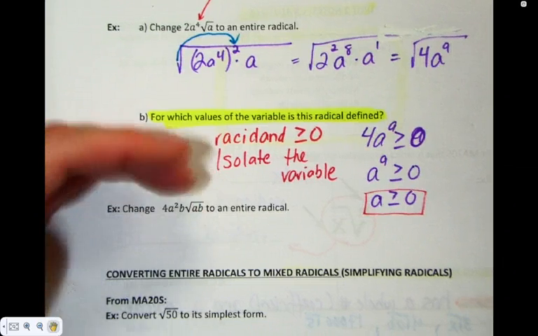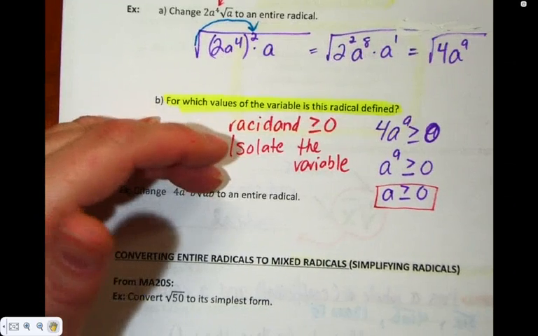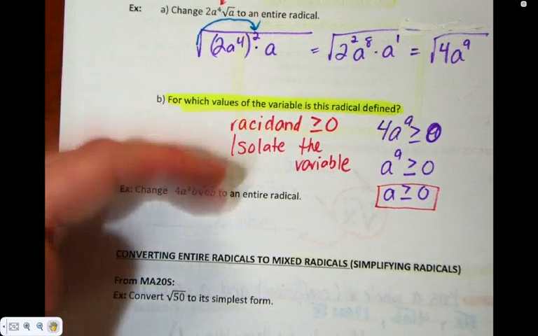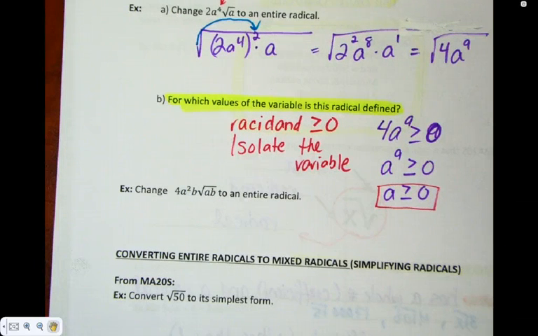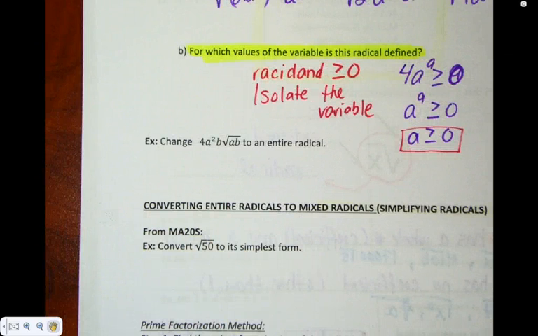This question will become the bane of your existence because they're going to ask it over and over and over. It's always going to be these same 2 steps. Radical greater than or equal to 0, solve for the variable, get it by itself. Questions? Are you here or higher? Good. One more practice. Convert to an entire radical.